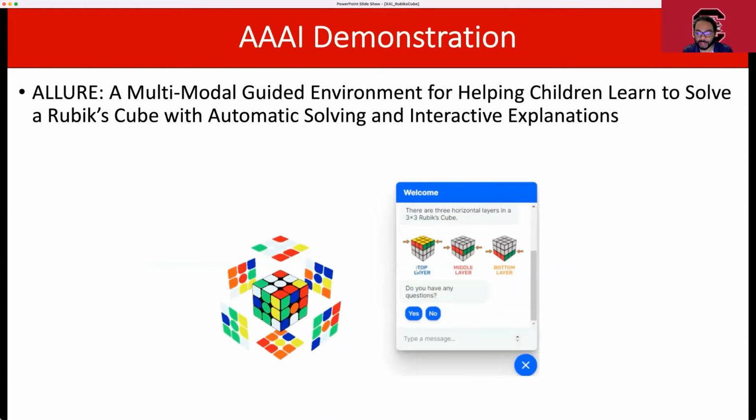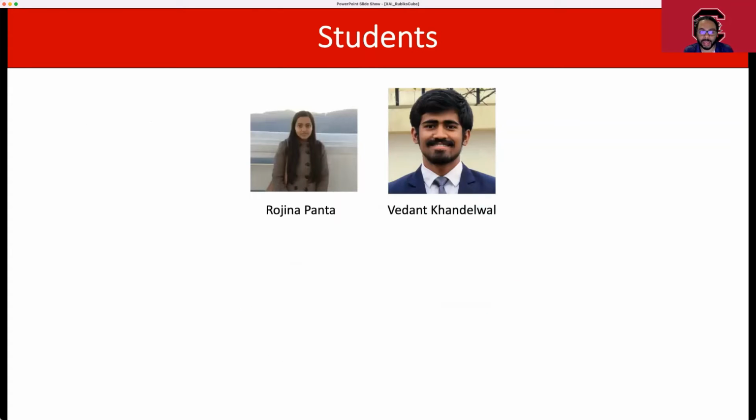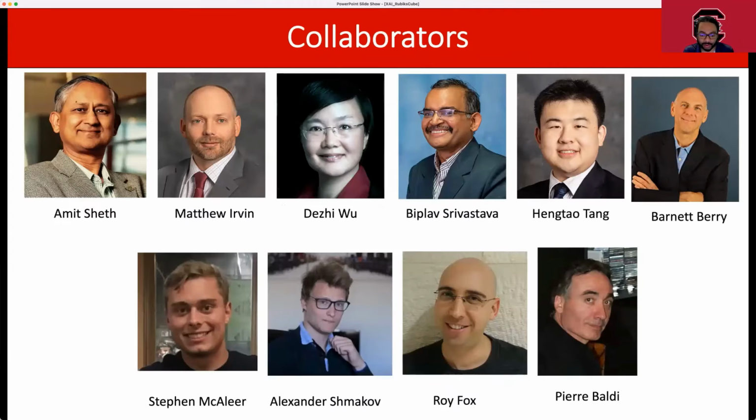And so we have preliminary work on this at an AAAI demonstration. We have a demonstration of this interface where it actually explains how these algorithms work for solving, in particular, the white cross of the Rubik's Cube. And then I just want to acknowledge my students that are part of this project, as well as my collaborators. Okay, here are some references, and that's it. Thank you.